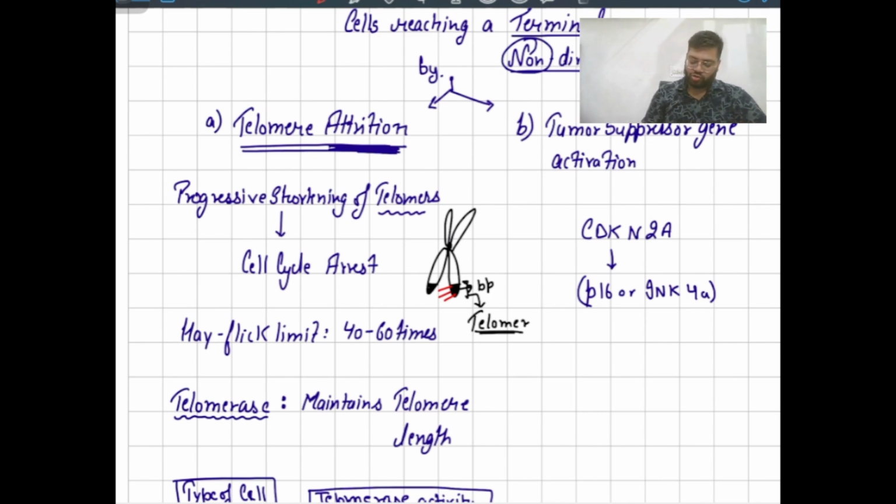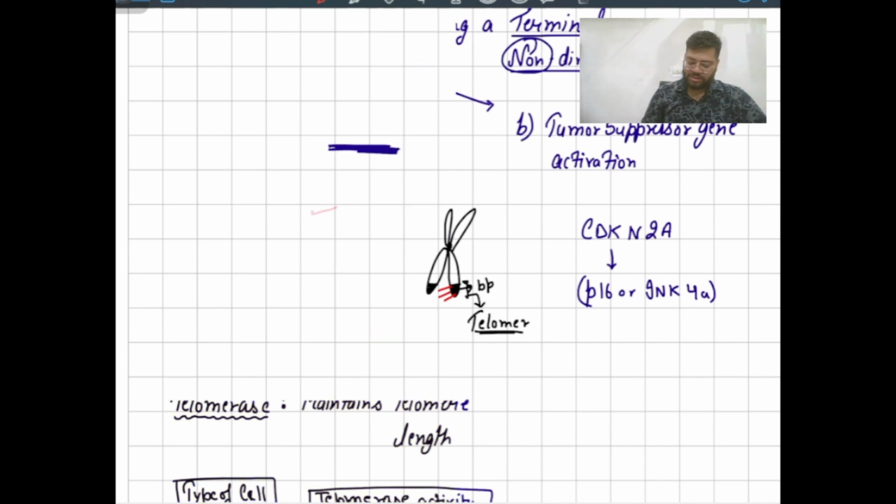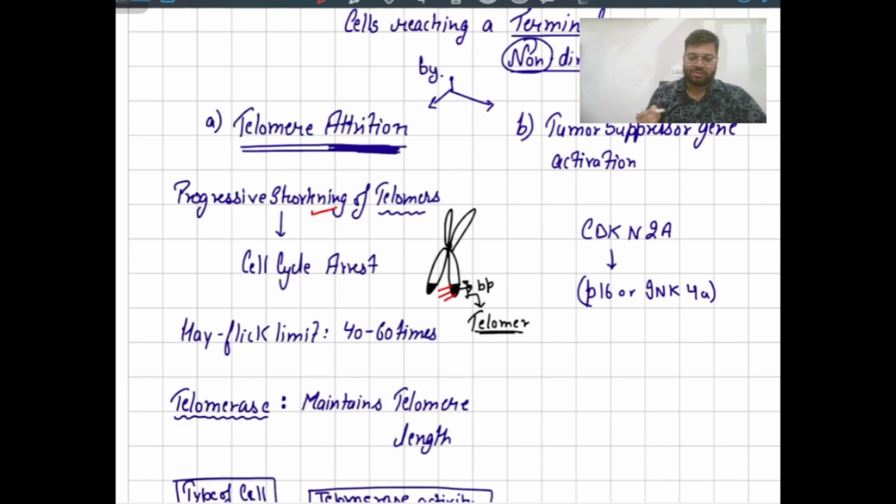That is, progressive shortening of telomeres will lead to the cell losing its ability to replicate, which is the cell cycle arrest stage. So what is the limit? There must be a finite limit, that the cell will divide. How long will it divide? So it is defined by a limit. We call it the Hayflick limit, which is actually 40 to 60 times. Hayflick limit is an identity defined for a somatic cell, which is a normal cell.